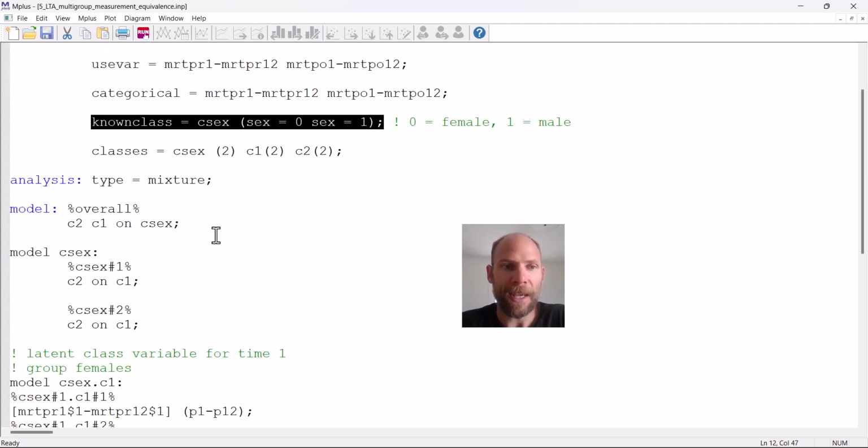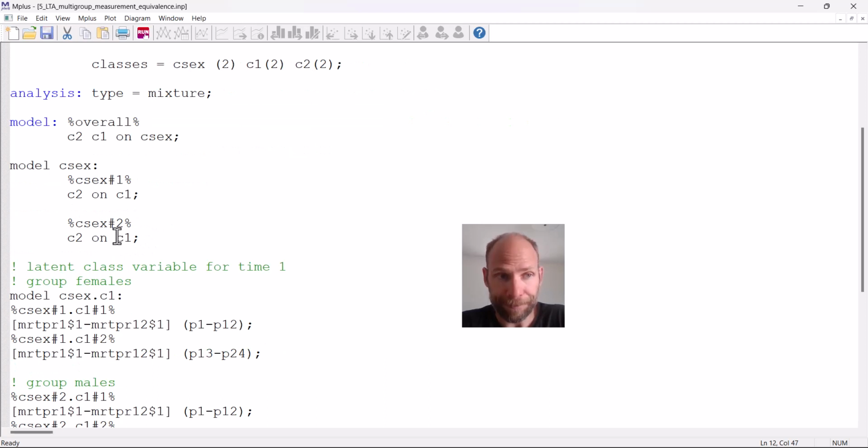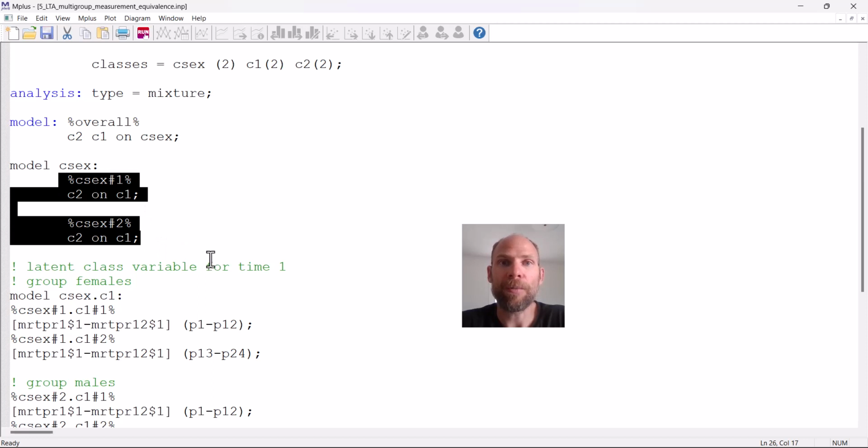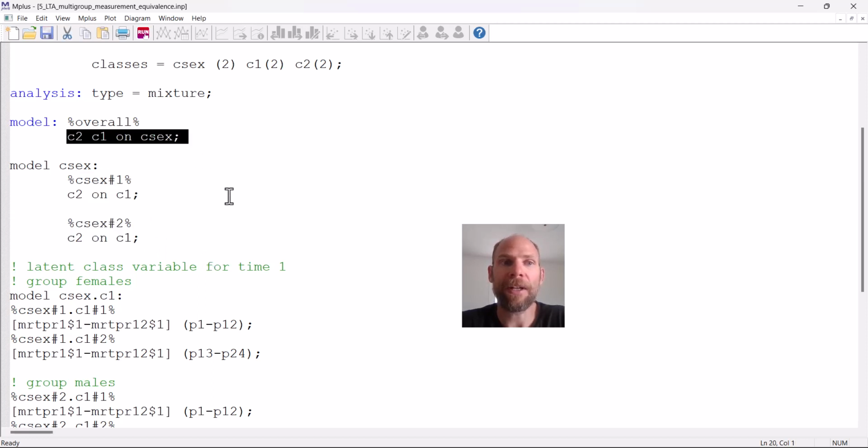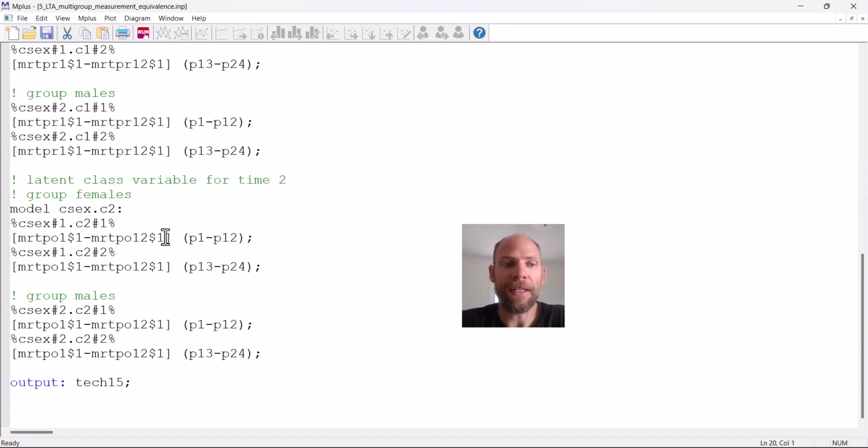This entire syntax file specifies a multi-group transition analysis where the transition probabilities can vary across gender groups, and also the class sizes can vary across gender groups. In order to find those results that I would be interested in, I added at the very bottom this OUTPUT: TECH15 option so that I can look at all the relevant conditional response probabilities conditional on gender groups.